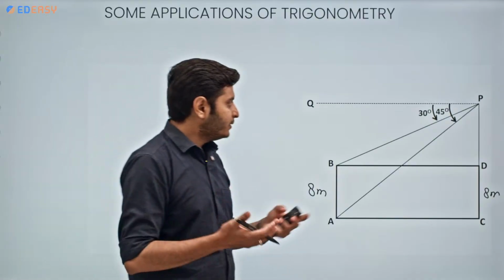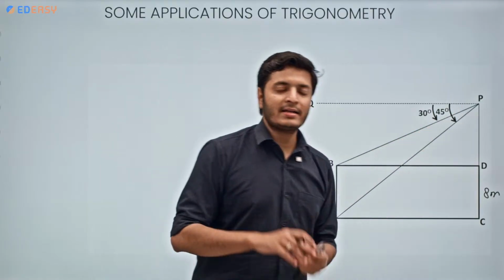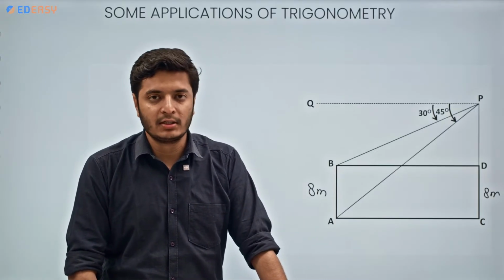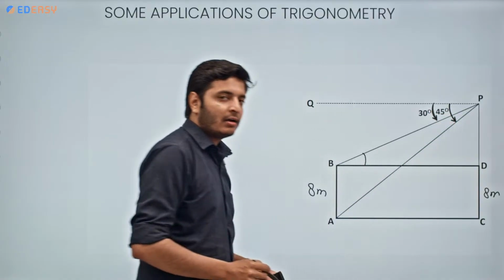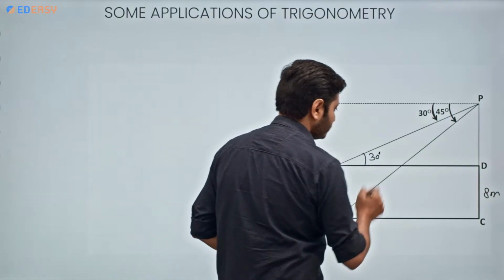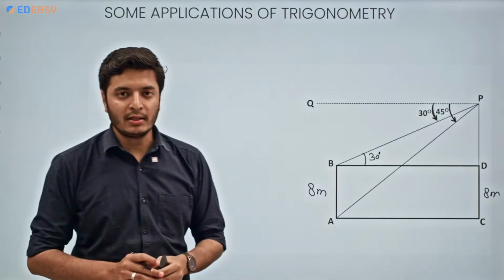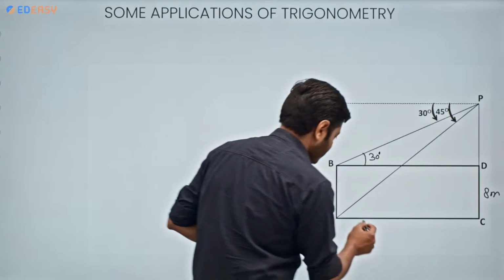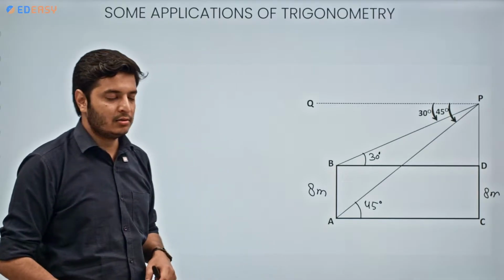Now, if these two lines, PQ and BD, are parallel, then PB will act as a transversal, and the angles they are creating must have some very specific relationship. So this angle and this angle are alternate interior angles, so they are equal to each other. So this angle is also 30 degrees. Same goes for PQ and AC. They are parallel lines and PA is acting as a transversal. So this angle and this angle are equal because they are alternate interior angles.